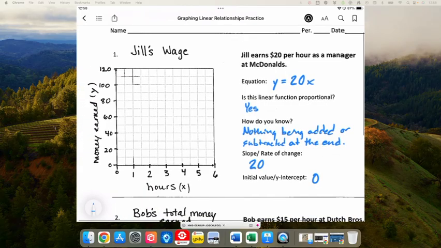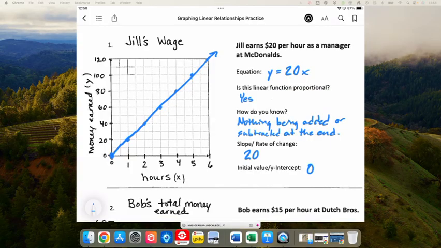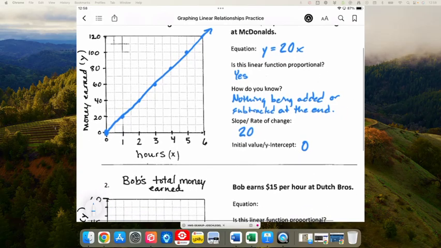So coming over to the graph, if she works 0 hours, she makes $0. This is going to be proportional because it does pass through the origin right there at 0, 0. For 1 hour she makes 20, 2 hours 40, 3 hours 60, 4 hours 80, 5 hours 100, and 6 hours 120. So I can go ahead, and I'm always going to put an arrow on the end of my line there because it does continue forever. So this situation has an equation that is y equals 20x and a graph that looks like that. Definitely proportional.